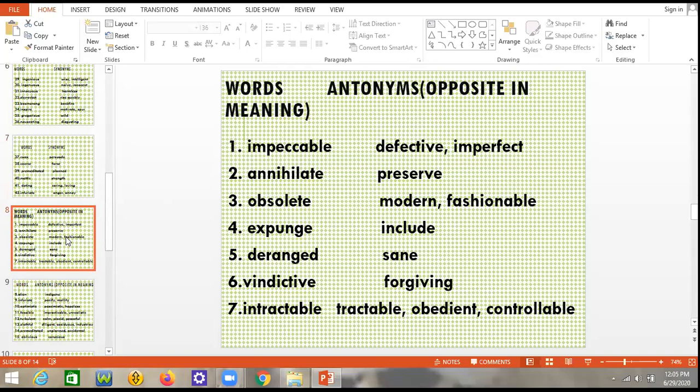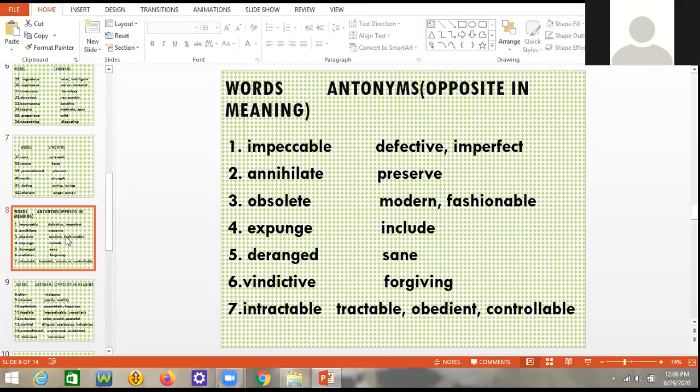So the antonym, the opposite of impeccable, will be what? Imperfect. Something that is impeccable is perfect. Another word you can use as the opposite of impeccable is defective. Defective.